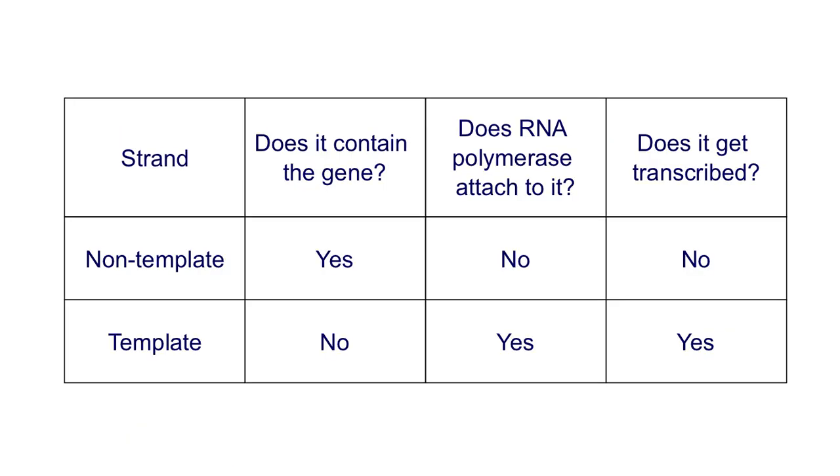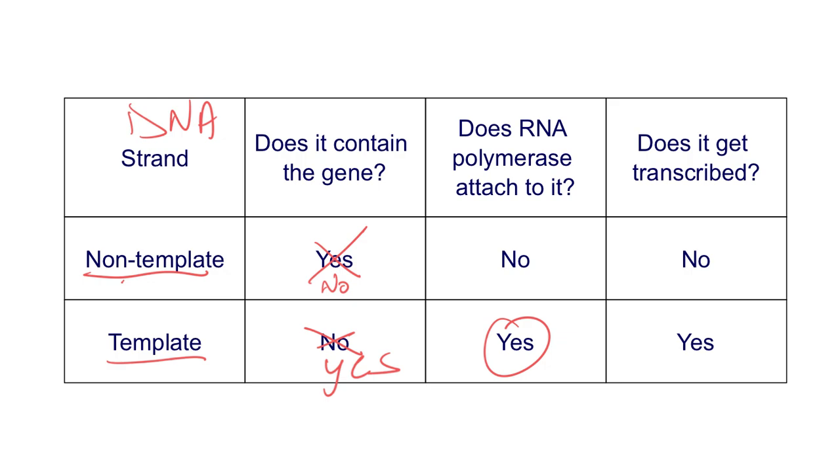Before we continue, let's just compare the DNA strand, the non-template versus the template. Does it contain a gene? Okay, the template strand is what's read by the mRNA, so that's where the gene is. The non-template strand is called the coding strand, and no, it does not contain this gene. It's not what's read. Does RNA polymerase attach to it? For the template strand it does, but no, it doesn't attach to the non-template. Does the non-template get transcribed in mRNA? No, but yes, the template strand does get rewritten as RNA.